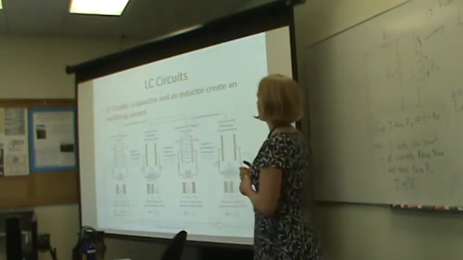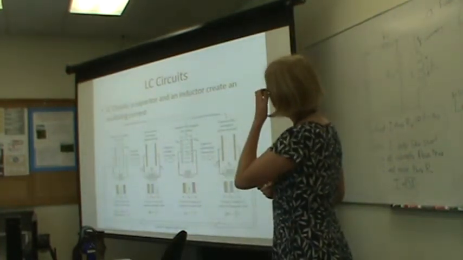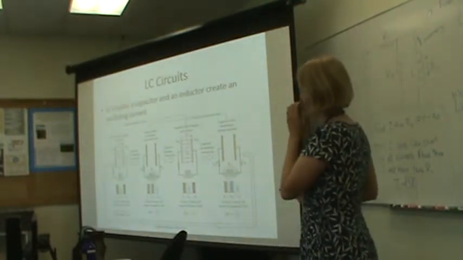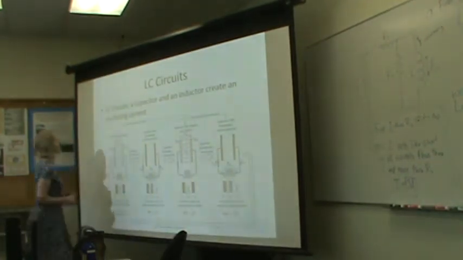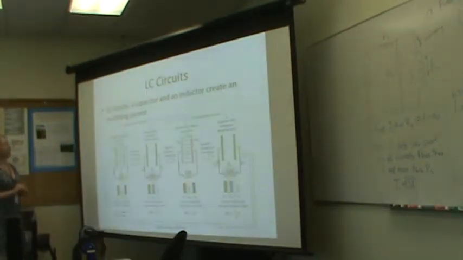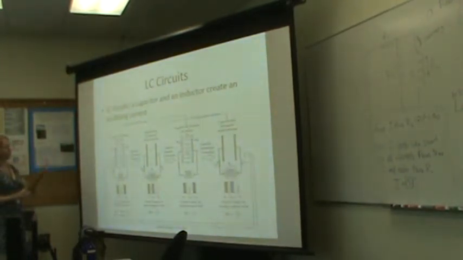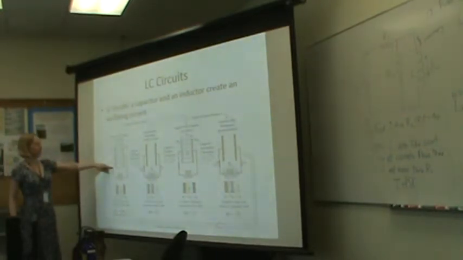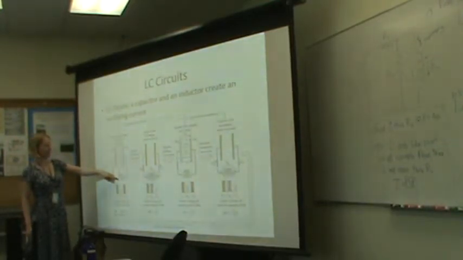So an LC circuit is a circuit with an inductor and a capacitor. And there are sort of four states that this LC circuit can go through. What it does when it's operating is it creates an oscillating current. So we start out in this condition, the switch, you've got a fully charged capacitor, and then you connect it to an inductor.